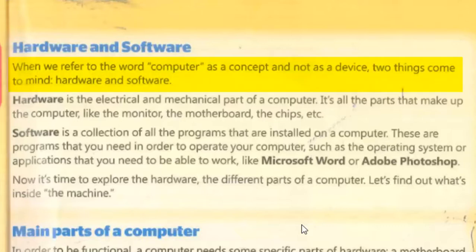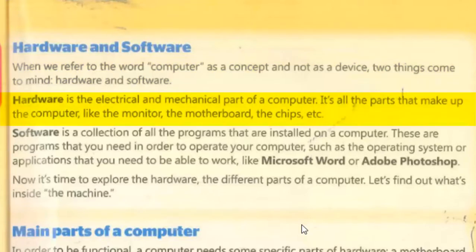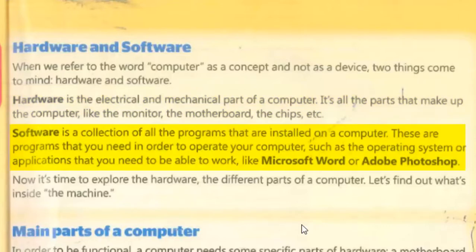When we refer to the word computer as a concept and not as a device, two things come to mind: hardware and software. Hardware is the electrical and mechanical part of a computer. It's all the parts that make up the computer, like the monitor, the motherboard, the chips, and so on. And the software is a collection of all the programs that are installed on a computer. These are programs that you need in order to operate your computer, such as the operating system or the applications that you need to be able to work, like Microsoft Word, Adobe Photoshop, and so on.